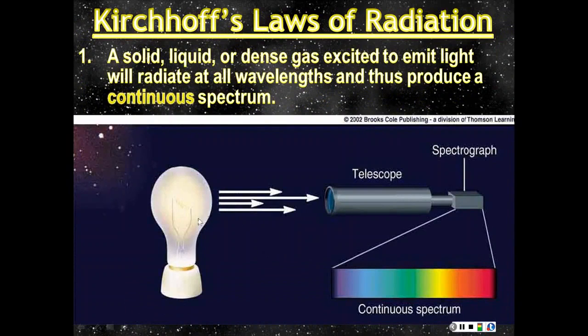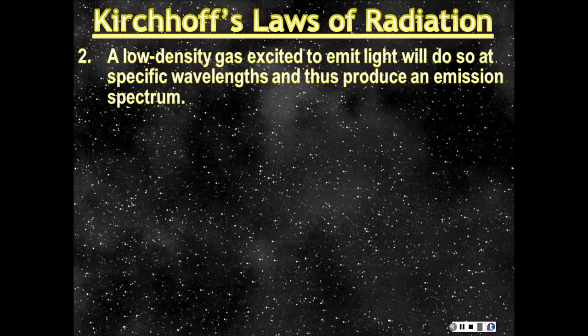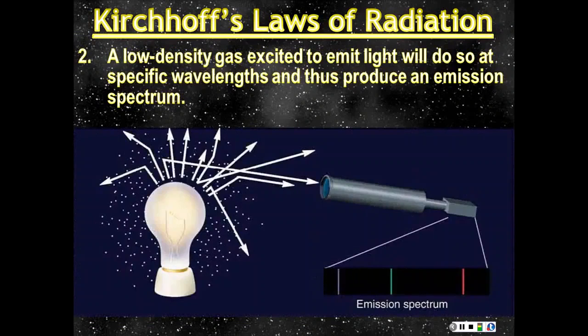So here I have an incandescent light bulb. I have the light going into a telescope, into a spectrograph, and I get this nice continuous spectrum. Then if I have a low-density gas, I'm looking at the gas but not at the light bulb. Notice that my telescope is pointing up here. It's not pointing at the light. And so what I'm getting is that the atoms are being excited by this light, and then that light is being emitted. And it goes in all directions, but some comes towards our telescope, and we can see that emission spectrum.